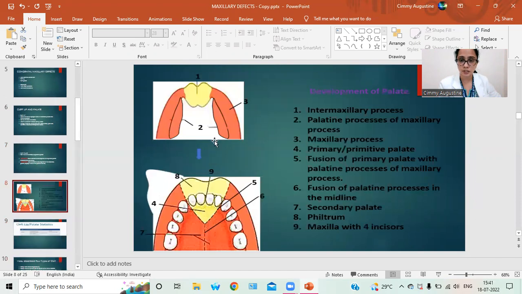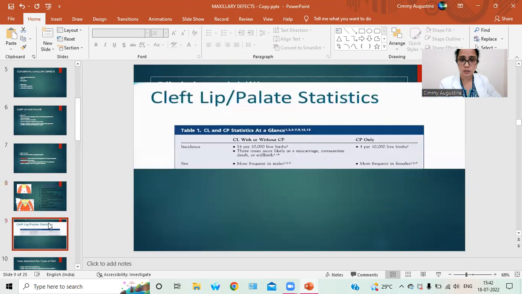Now, as you see in this figure, 1 represents the intermaxillary process, 2 is the palatine process of the maxillary processes, and this 3 is the maxillary process. So, the primitive palate, that means the primary palate, the anterior palate deficiency is due to the improper fusion of the primary palate. Whereas the posterior clefts are due to the improper fusion of the palatine processes with the maxillary processes.